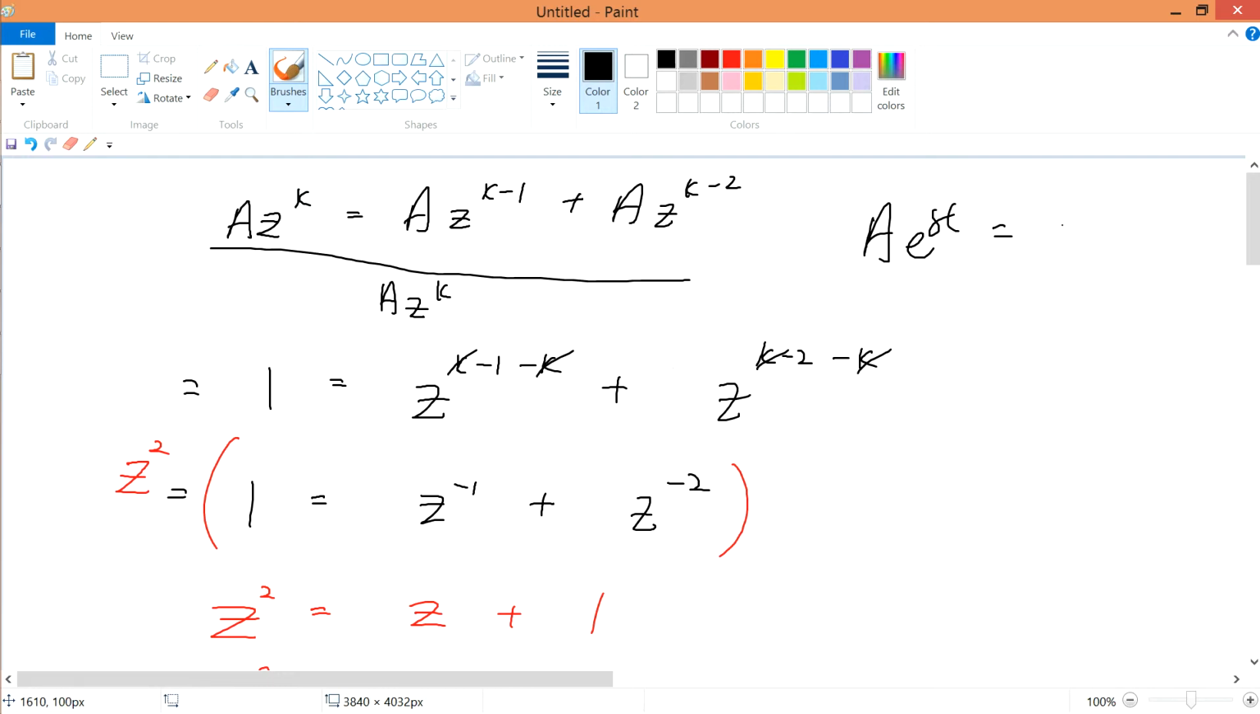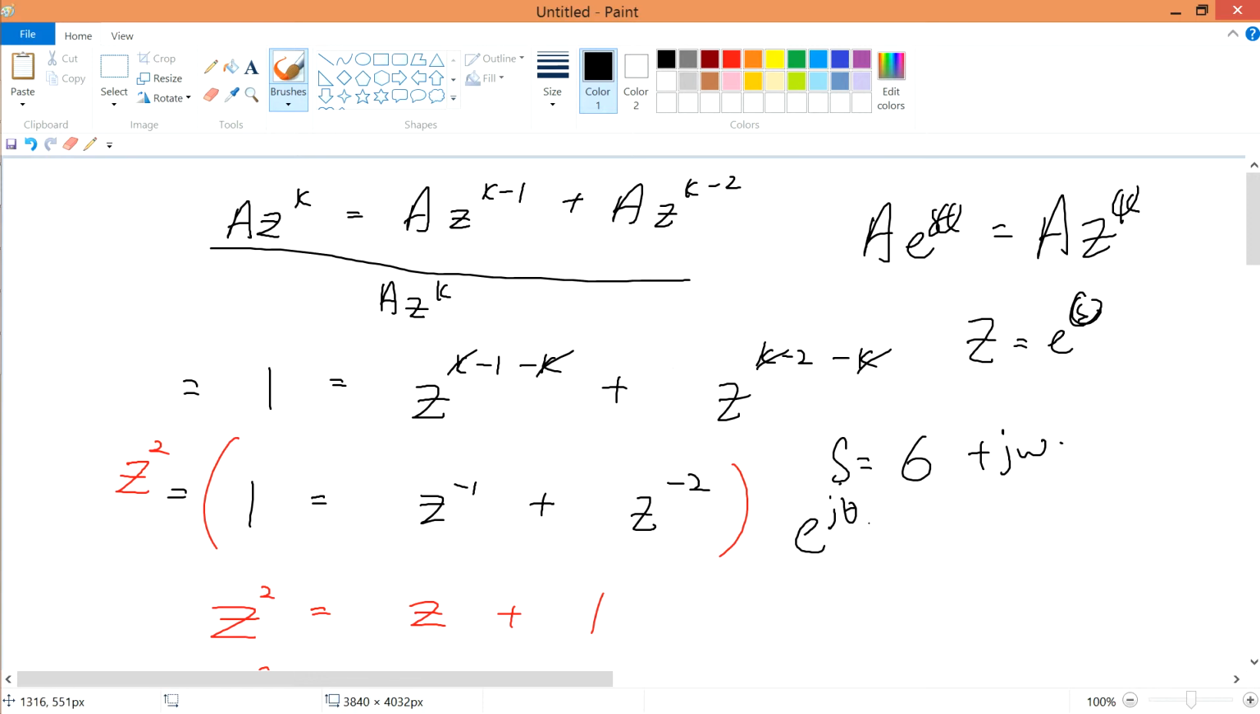e^(st) is equal to a z^k. So as you can see, z is somewhat equal to e^s and t is somewhat related to k. So this s can be represented in terms of a real and an imaginary part. If you remember, e^(jθ) is equal to cosine θ plus j sine θ, this is Euler's formula, so r cosine θ plus j r sine θ. This one is the real value, this one is the imaginary value. So this is the same as this configuration.